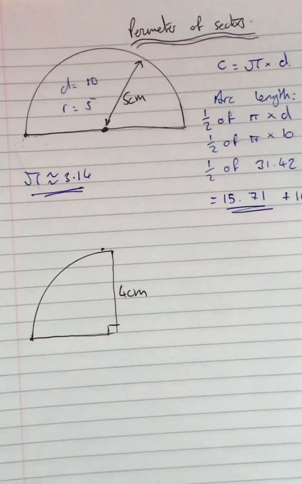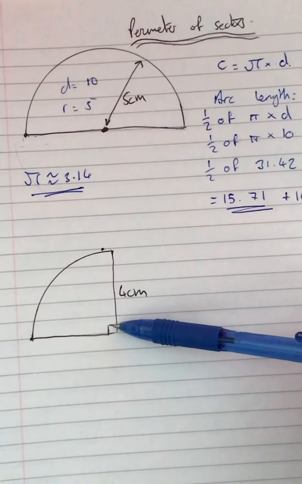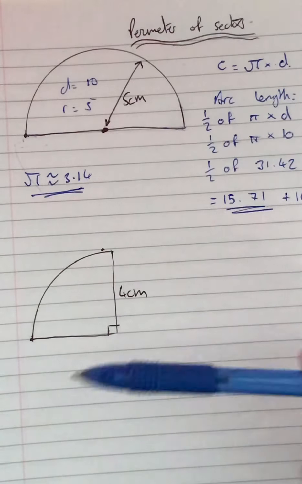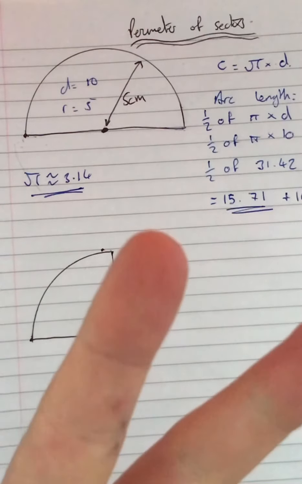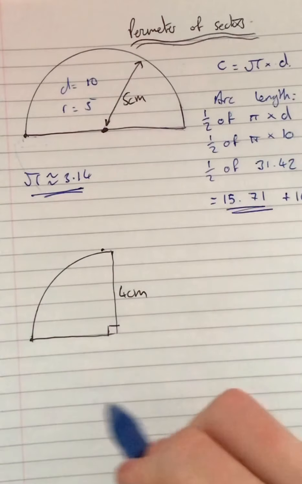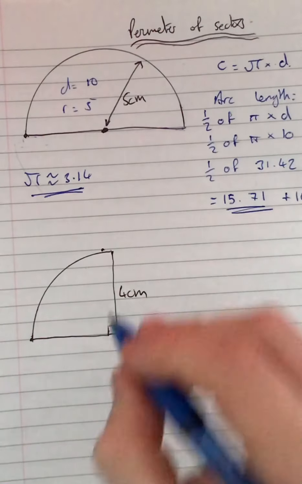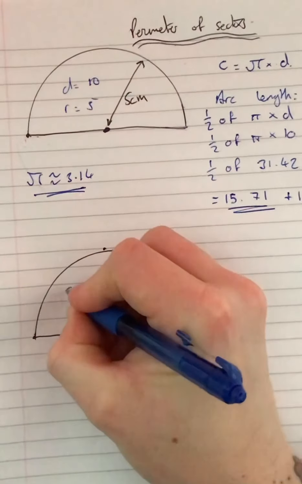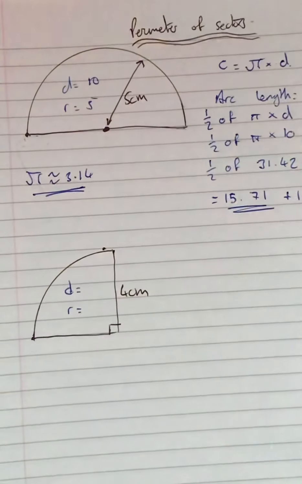Question 2, guys, we're now given a quarter of a circle. Now, I know that this is a quarter of a circle because there's a right angle there, and a right angle is 90 degrees, 90, 180, 270, 360. There are 4 right angles in a full turn, in a full circle. Okay, so I know that that's a quarter of a circle. So, I'm going to start off by doing the same thing. Diameter is equal to, radius is equal to.